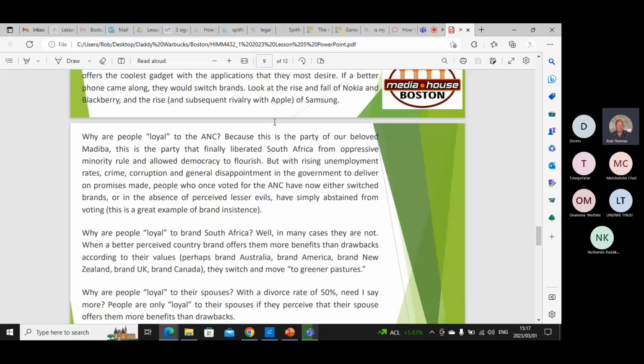Okay. Why are people loyal to brand South Africa as an example? Well, in many cases, they are not. When a better perceived country brand offers them more benefits than drawbacks, according to their values, perhaps brand Australia, brand America, brand New Zealand, brand UK, brand Canada, they switch and move to greener pastures. A country that says, come in, we're looking for immigrants, come because we can offer you a better salary. We've got wide open spaces like South Africa. So they'll sell you all the things that are great about South Africa.